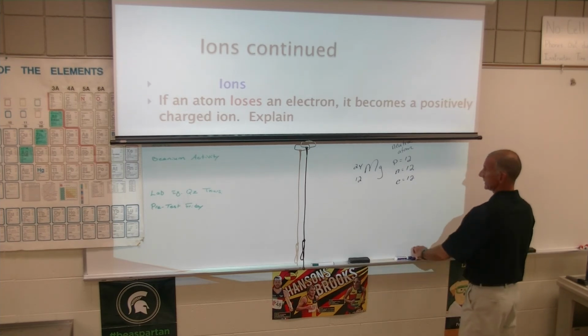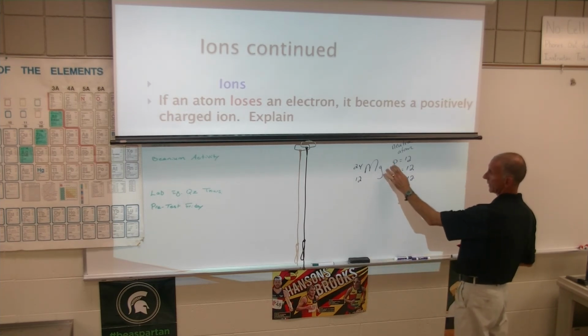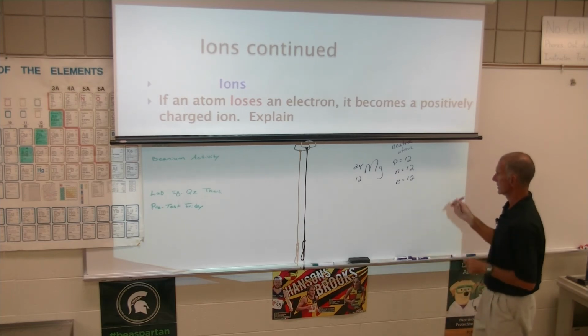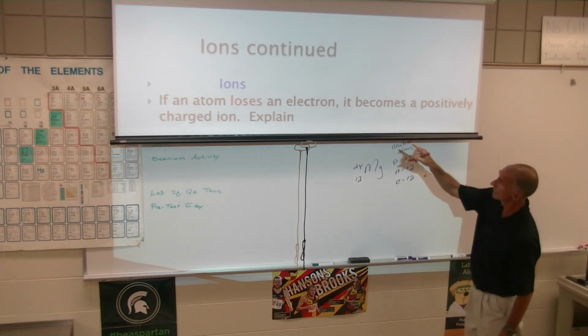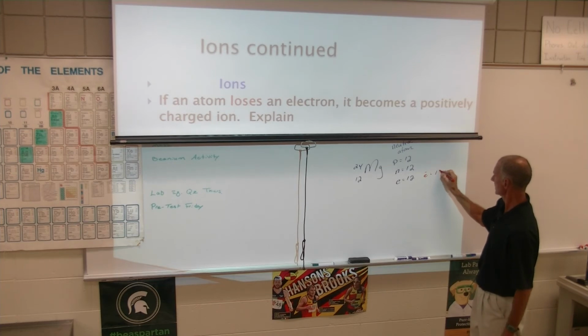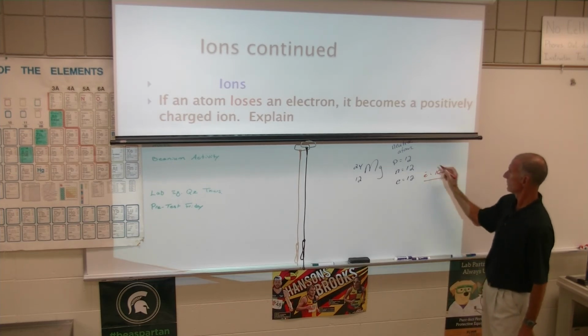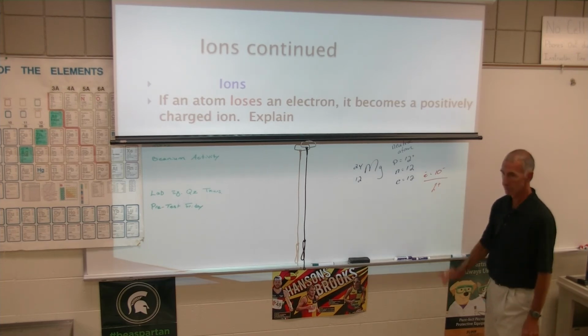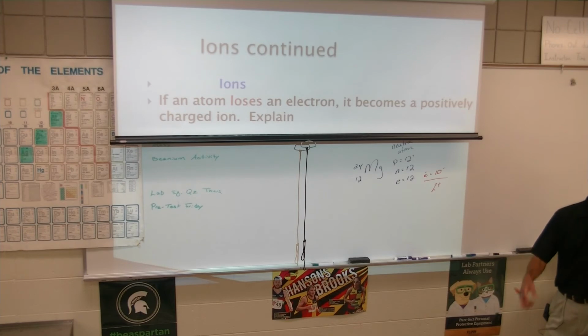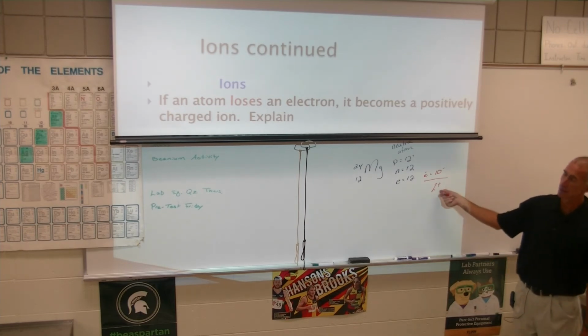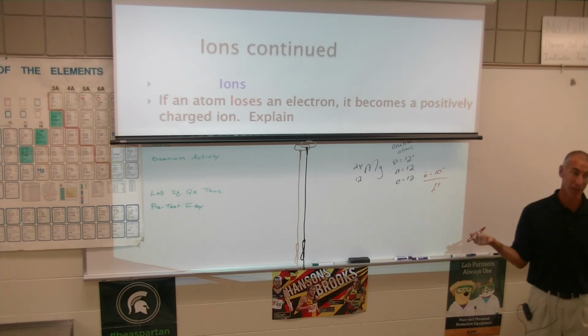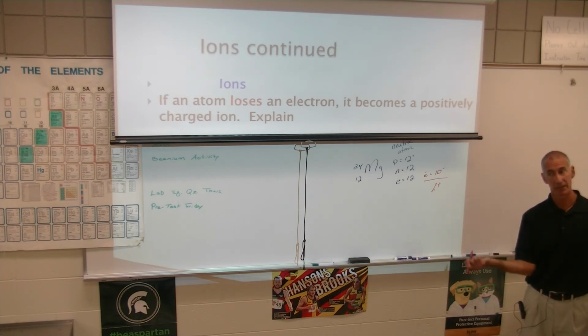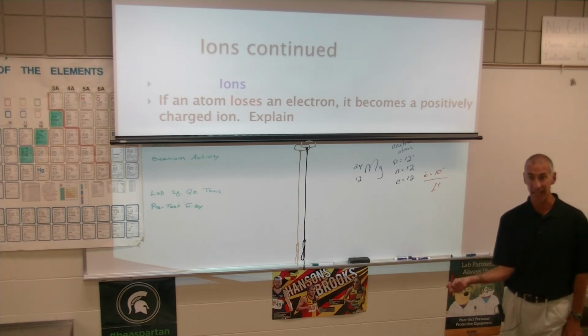So if we have magnesium as a neutral atom, 12 protons, 12 electrons, and again, if it loses two electrons, let's go to 10. If we do the math here, what charge does it become? 2 positive. So if you lose electrons, you become a positive ion. Okay? Now, a positive ion also has a name. What do we call a negative ion? An anion. Okay.